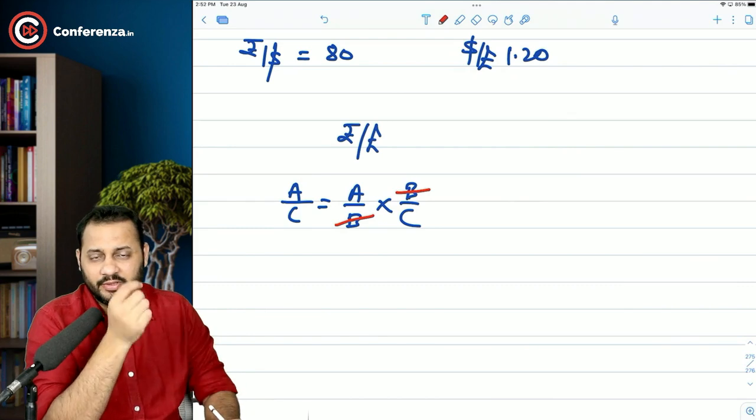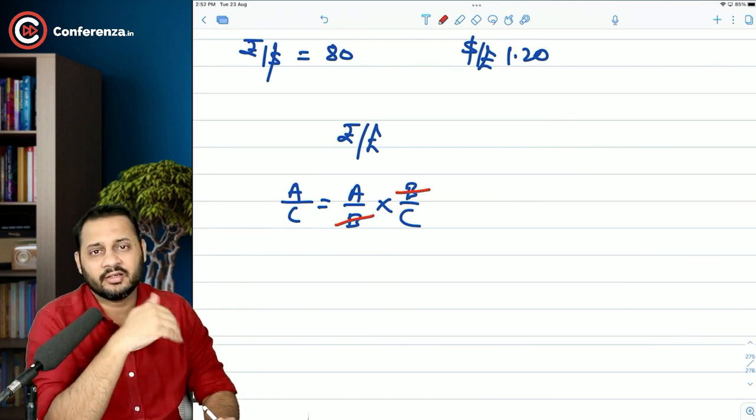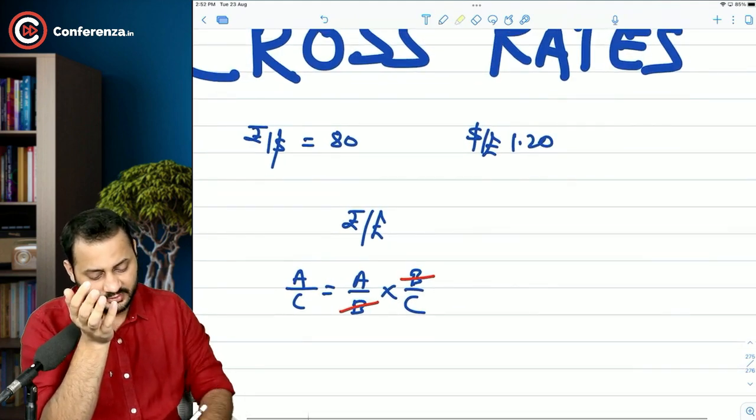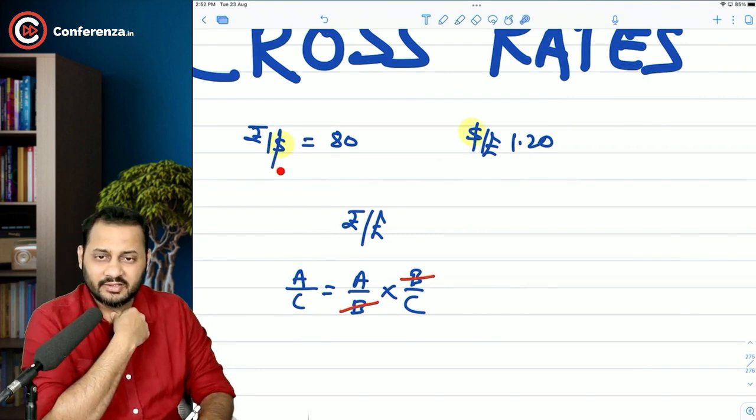So B should be in the denominator in one quote and the numerator in the other quote. In our terms, you can clearly see dollar is the currency. So dollar is the base currency in one quote and the price currency in the other quote.